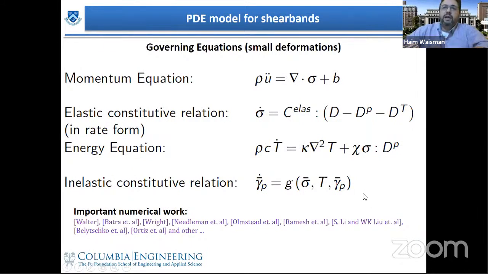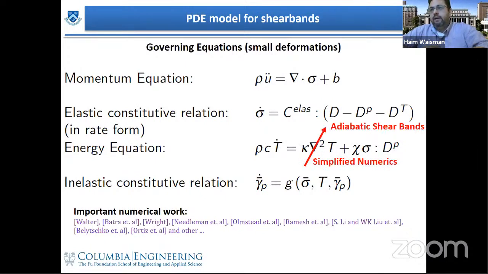What I wanted to mention is that most people in the literature assume that this term is zero, what they call adiabatic conditions. And this allows them to have all these three equations solved at the Gauss point, right? So you essentially have very simplified numerics here, because you just have these equations at the Gauss point and you're solving the standard momentum balance equation.